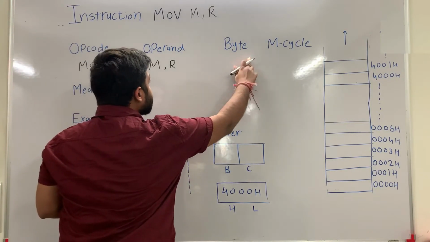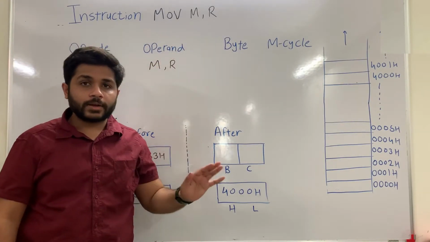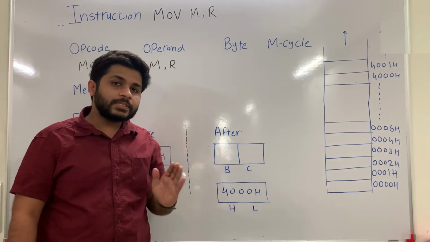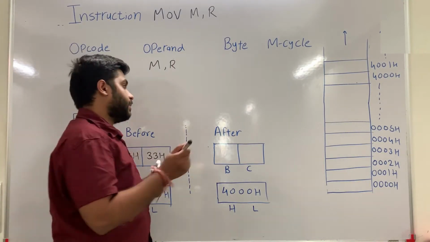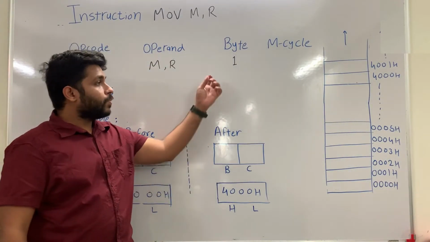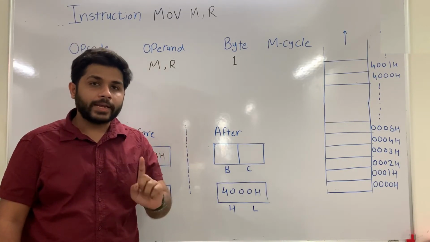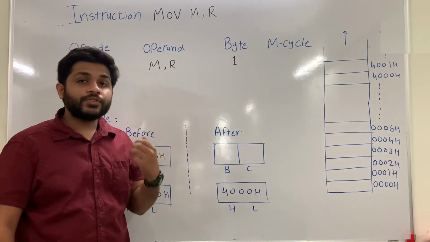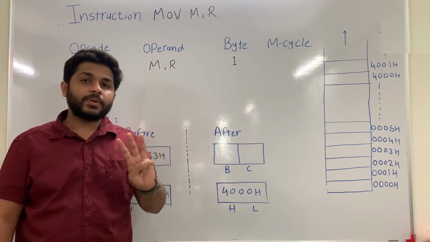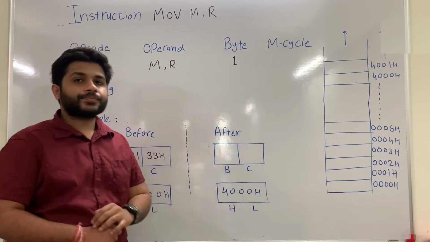What is the byte? It means what is the size of the instruction? In this instruction, you can see no data. So you know that if no data is present in the instruction, it is a 1 byte instruction. What does 1 byte mean? It means that when this instruction is stored in the memory, it will occupy only 1 byte. If an instruction is of 3 bytes, it will occupy 3 bytes when stored in memory. So right now this instruction will occupy only 1 byte, only one location.